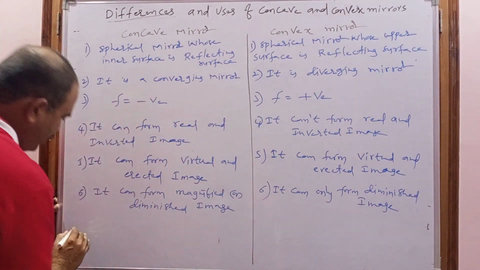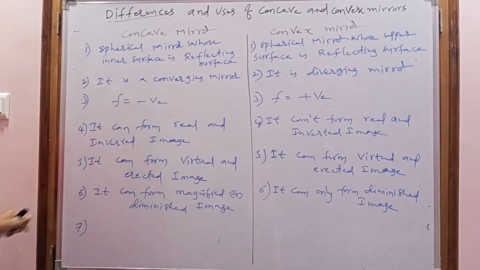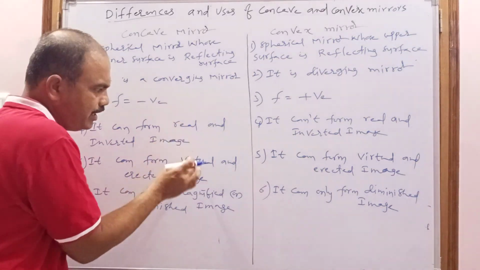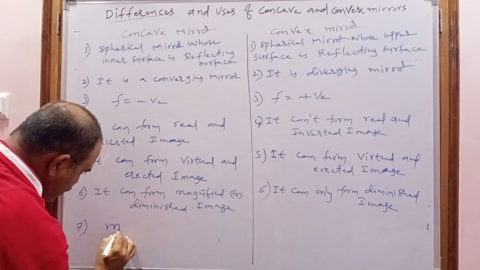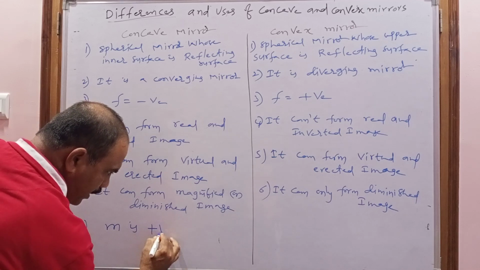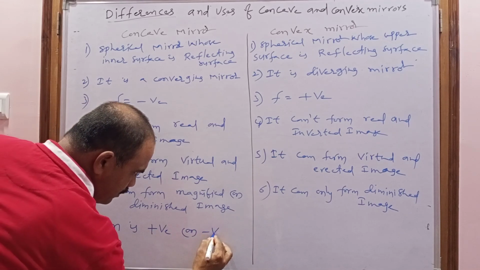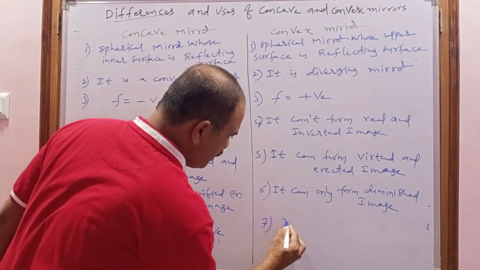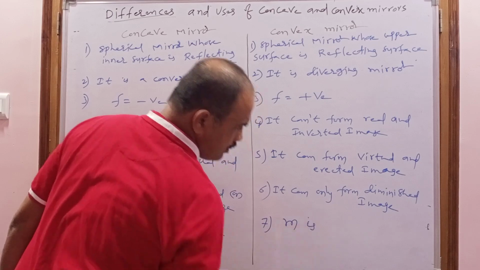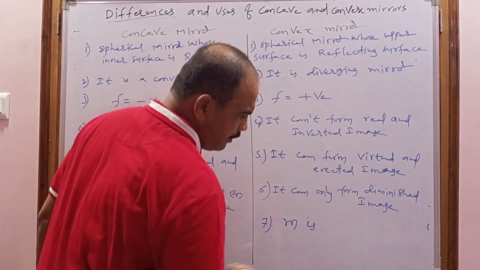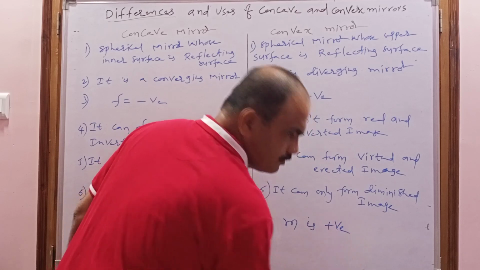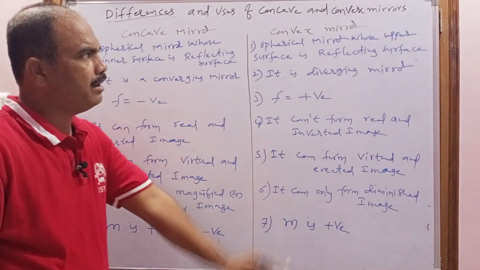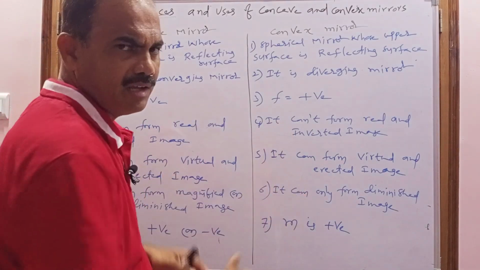And next, come to the magnification. The magnification of concave mirror may be positive or negative, because it can form real and virtual images. So here m is positive or negative. But the convex mirror has only positive m. So these are some of the differences between the concave mirror and convex mirror. You can also write the sign convention difference.